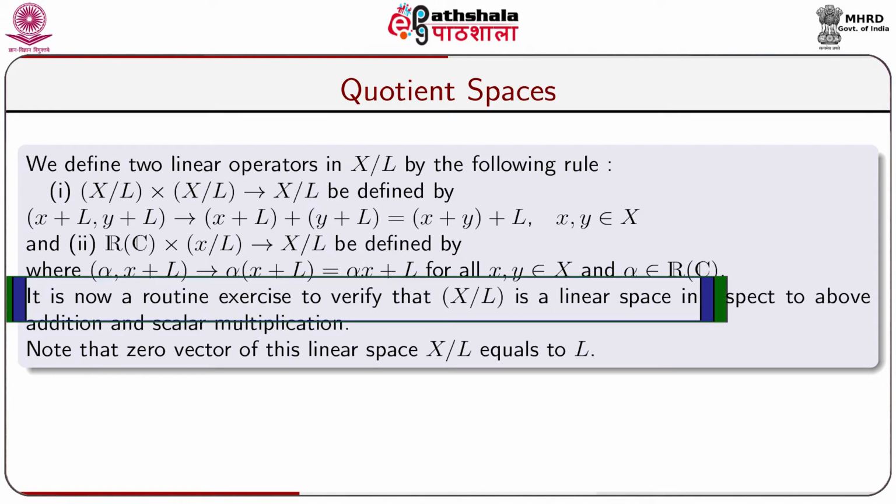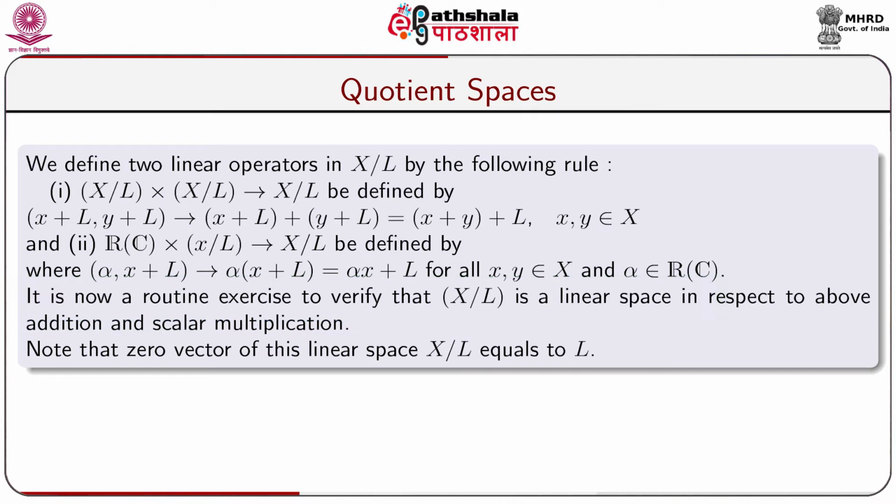So, it is now a routine exercise to verify that X by L is a linear space with respect to the above addition and scalar multiplication. That means, the sum of two elements in X by L is again an element of X by L, and the product of any element in X by L by a scalar is again an element of X by L. Note that the 0 vector of this linear space X by L is equal to capital L.